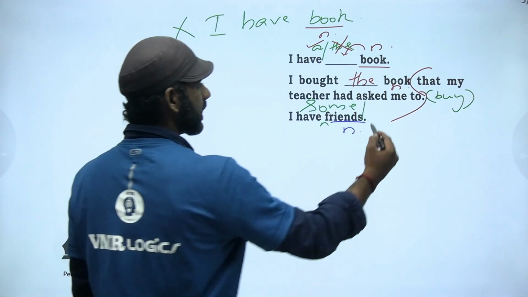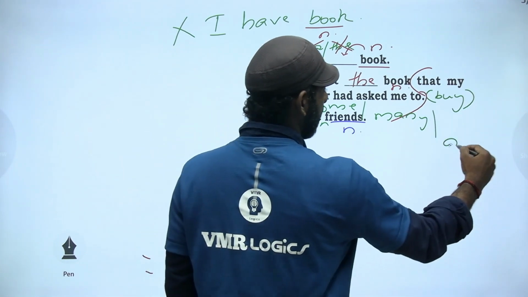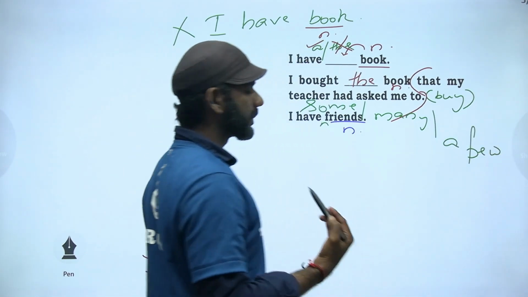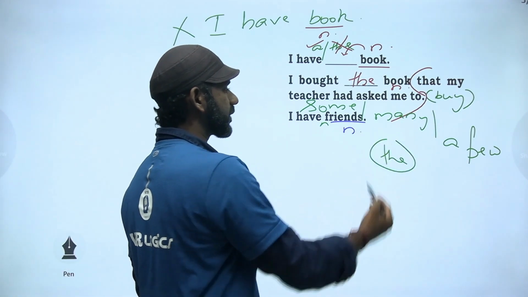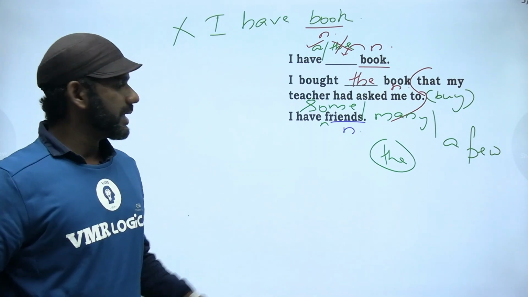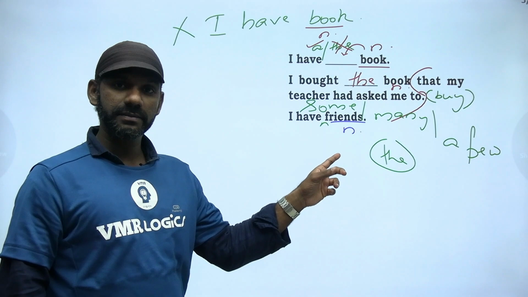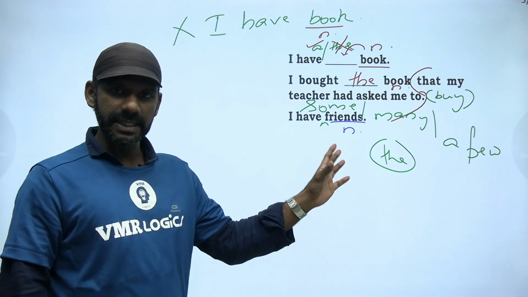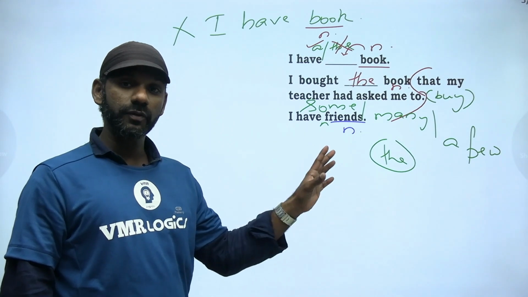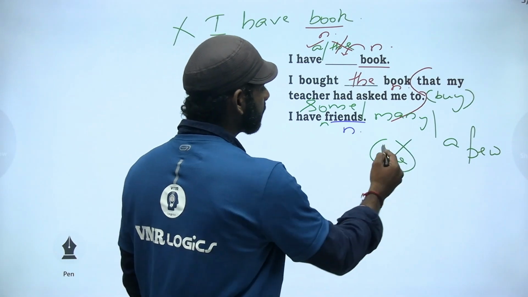Grammatically correct. I have many friends. Grammatically correct. I have a few friends. Grammatically correct. In this context, I have the friends, correct? No. Friends is a noun. Is there any detail given regarding the noun friends here? There's no information given regarding the noun friends in this sentence. So in this case, the noun friends cannot be taken as specific. So in this context, I have the friends is wrong.